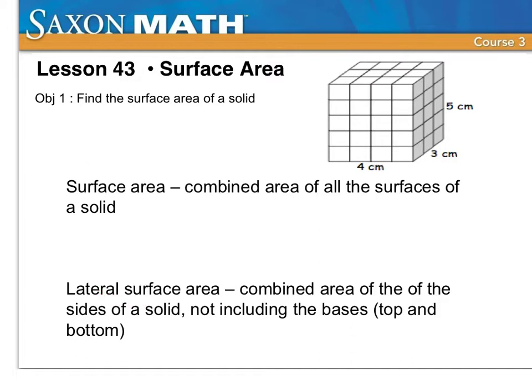Lateral surface area is the combined area of the sides, so not including the bases, which are the top and the bottom. I would just want to know the sides, so it would be like the walls of a house, or the sides of your house, not the roof, not the basement. So we're talking about just the sides. That would be like lateral surface area, so the walls in a room, not the ceiling, not the floor. Well, let's go on and do a few examples with these.